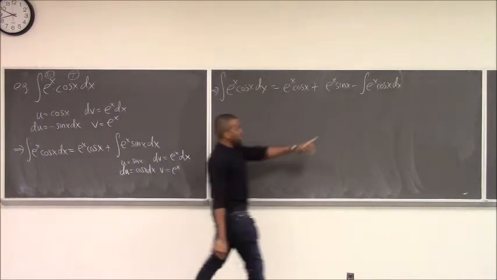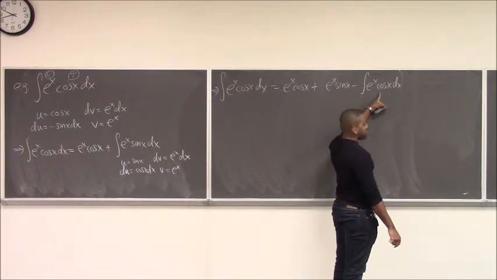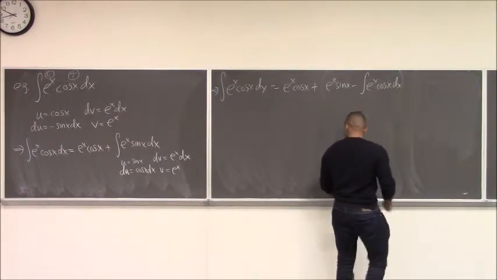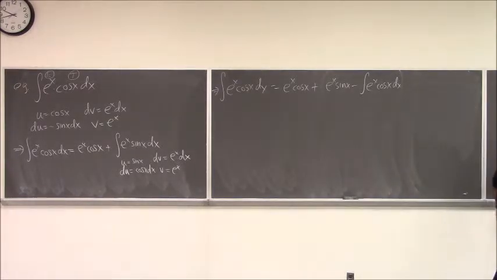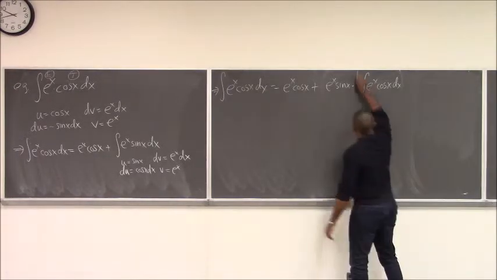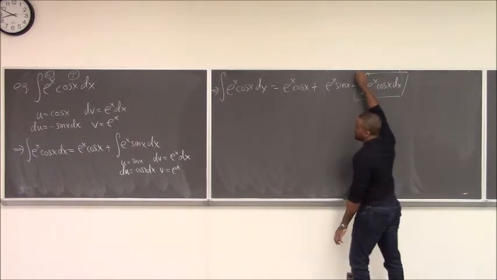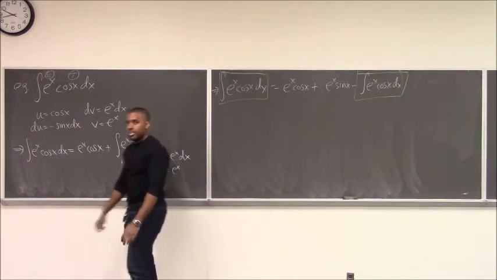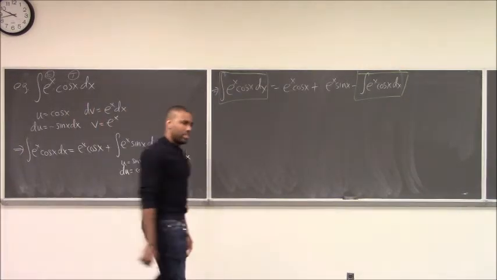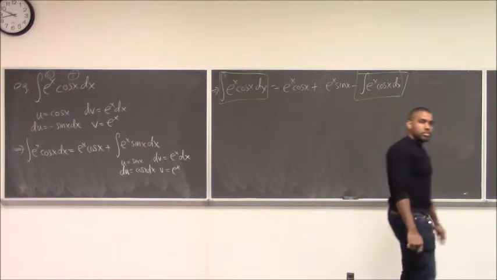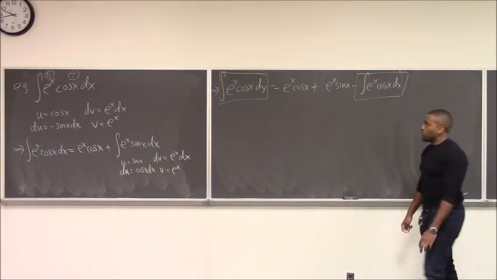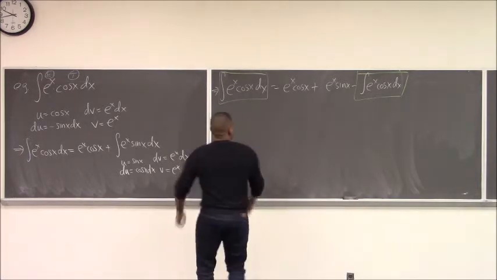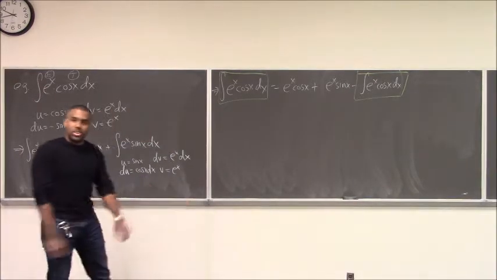What do you notice about this guy? It's the same as the one we started with. In fact, this guy here, you would notice, is actually the same as this guy here. What do we want to solve for again? We wanted this guy, right? So, given this equation, do you think you could figure out how to get to that guy?